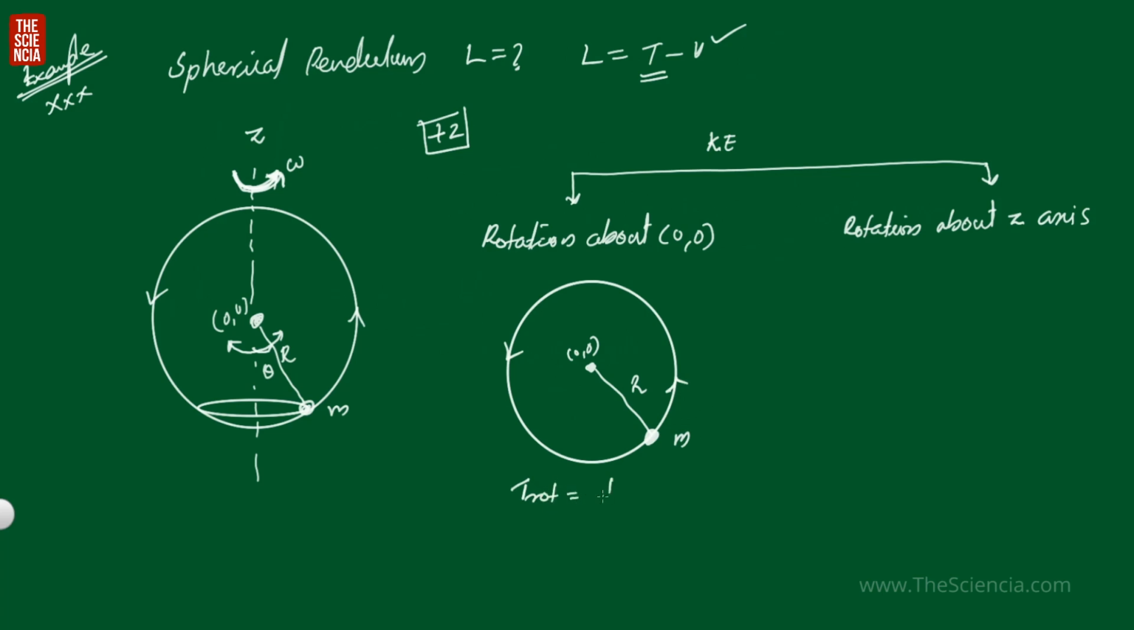It is equal to half I omega square. Here, what is the I value? I value is equal to m r perpendicular square, and here it is equal to m r square. This is the plus 2 physics only, right? So we get kinetic energy T equal to 1 by 2 m r square omega square.